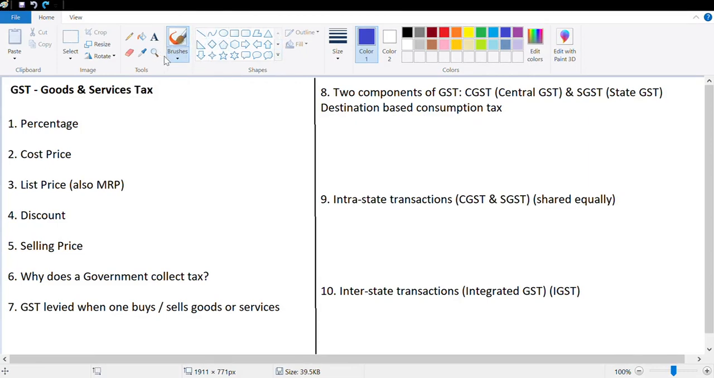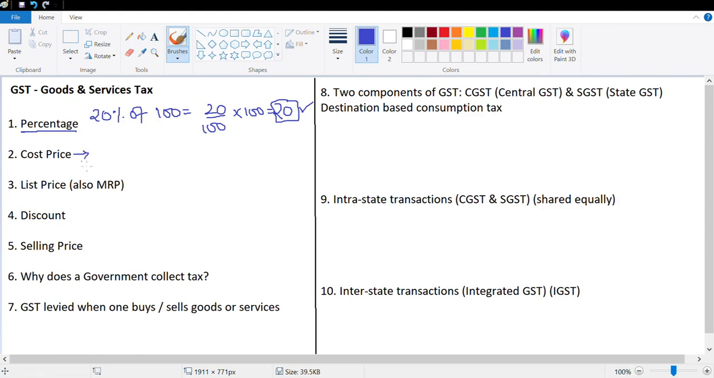Before we start what GST is, let's talk about a concept that we already know, percentage. If you need to calculate 20% of a value, let's say 100, then you would calculate it as 20 upon 100 into 100, which is equal to 20. That's the most important concept in this whole chapter, which is you should know how to calculate percentage.